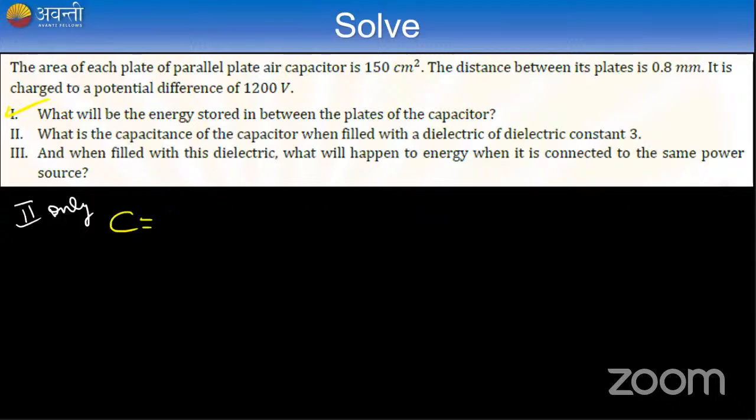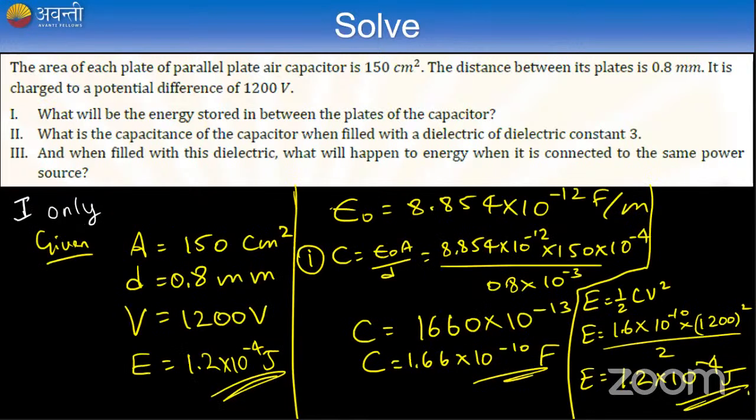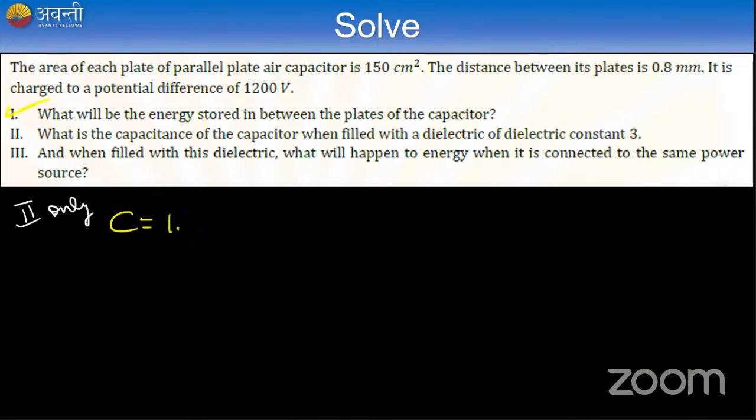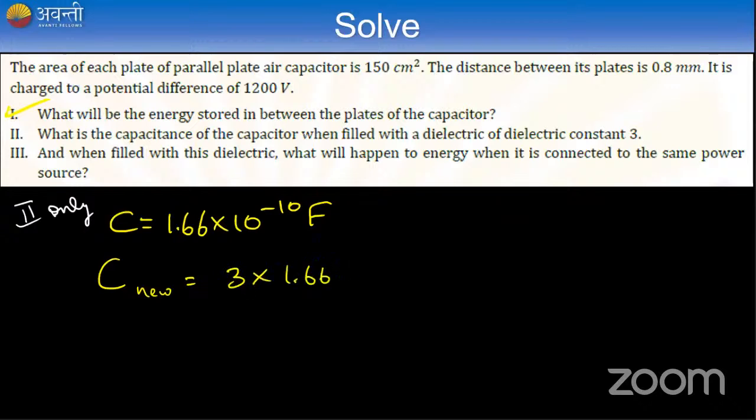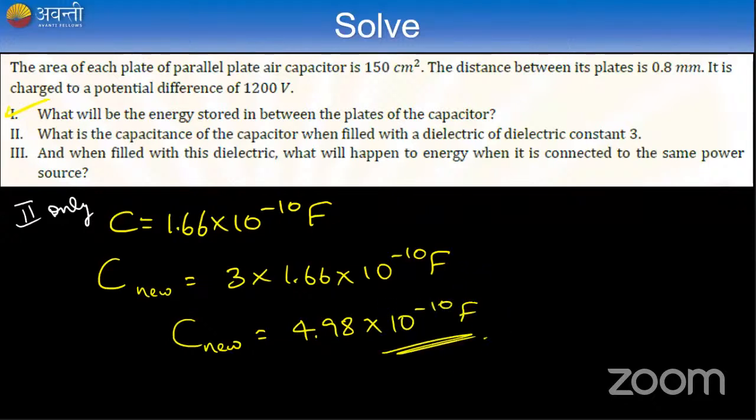So we know the capacitance. What was the capacitance we found in the previous case? It was 1.66 into 10 power minus 10 farads. So what is the capacitance now, C new with the dielectric medium? It will be equal to 3 times 1.66 into 10 power minus 10 farads. How much is this? So 1.66 into 3 is 4.98. So my new capacitance is 4.98 into 10 power minus 10 farads. This is the capacitance of the capacitor when filled with the dielectric medium.